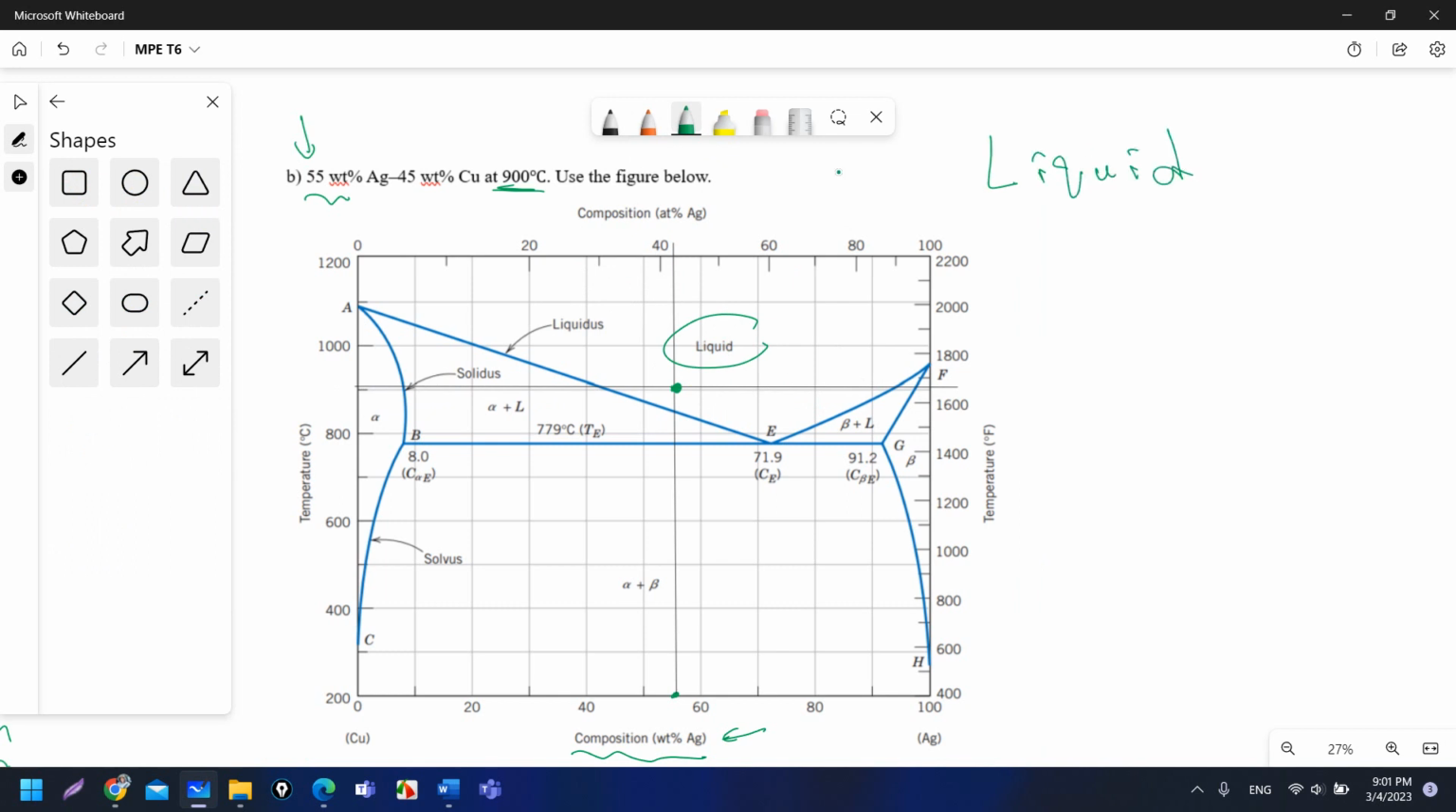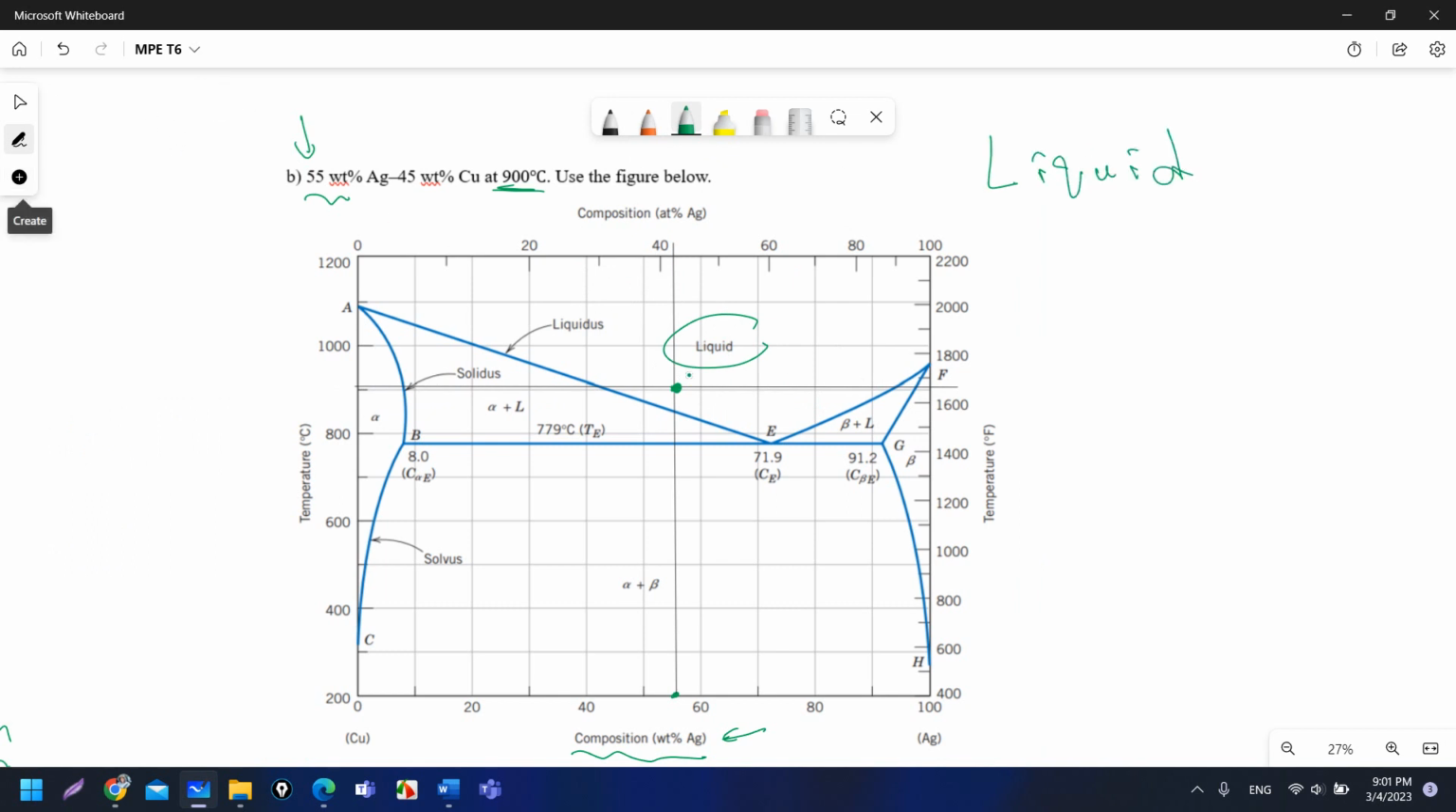Now I want to calculate the composition. I have only one phase, which is liquid, so the composition of liquid, C of L, is already the same composition as the alloy, 55 weight percent of Ag and 45 weight percent of Cu. So when you have only one phase, it is the same composition as the alloy itself.